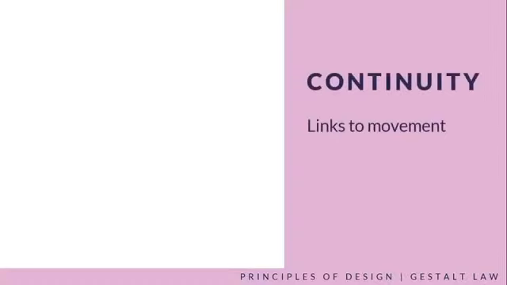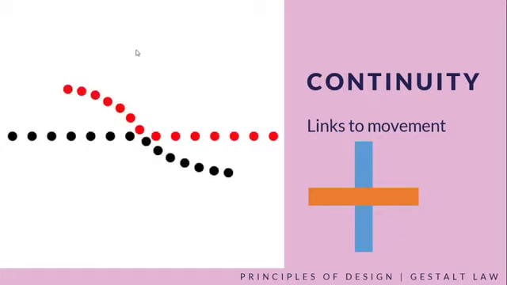Continuity, which is the third law of Gestalt, links to the principle of movement, which we spoke about earlier. Our minds will follow a line instead of breaking it up. Think about a cross. We do not see it as four separate lines, but rather we view it as one horizontal line overlapping one vertical line. The principle of continuity also states that elements that are arranged on a line or on a curve are perceived to be more related than elements not on the line or curve.